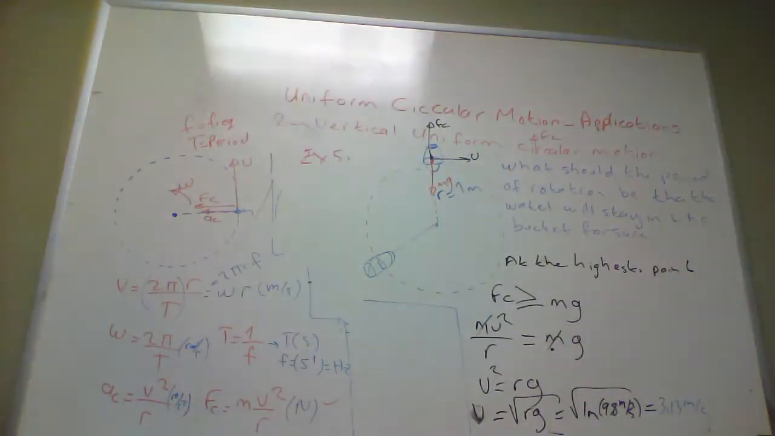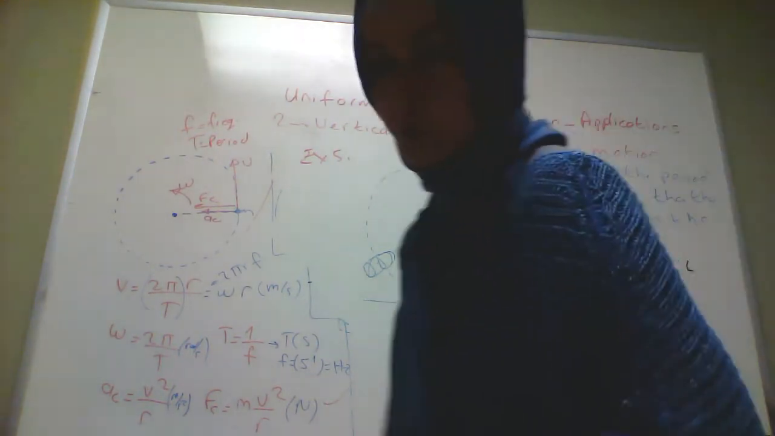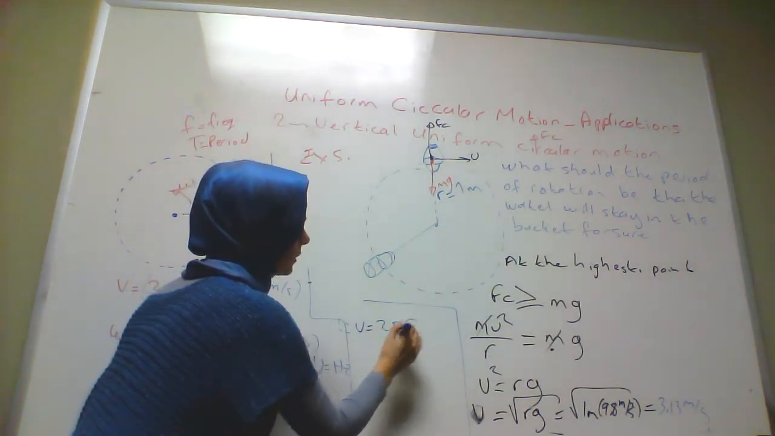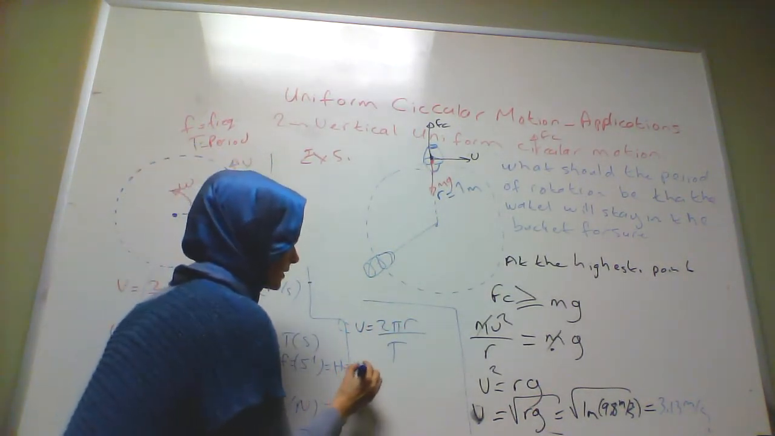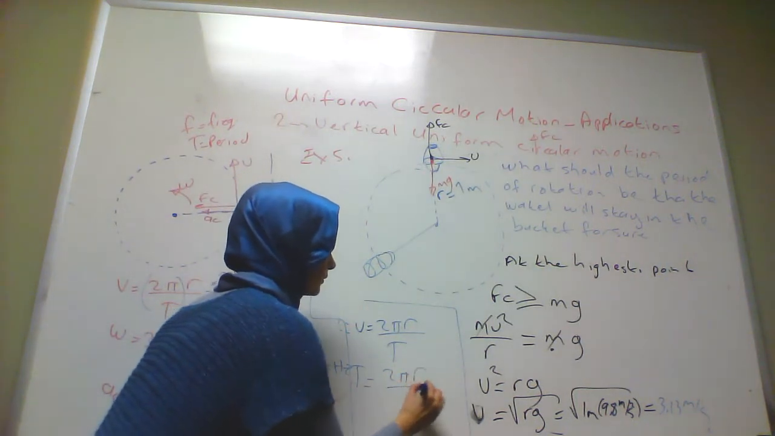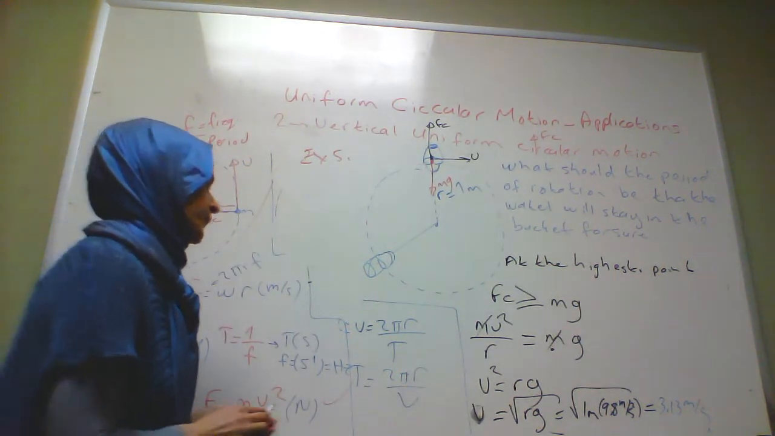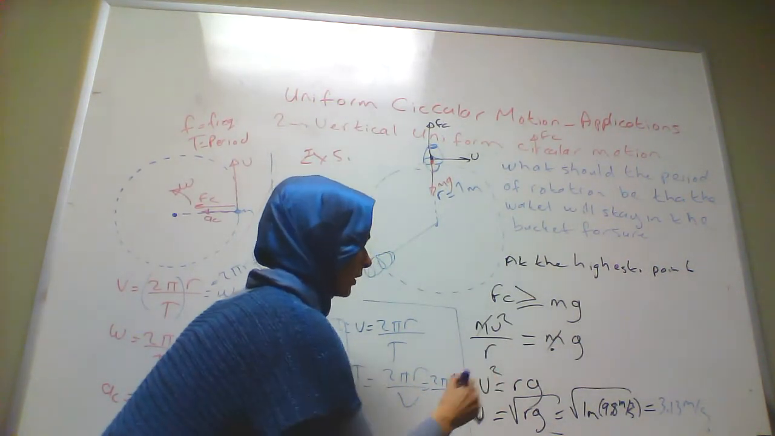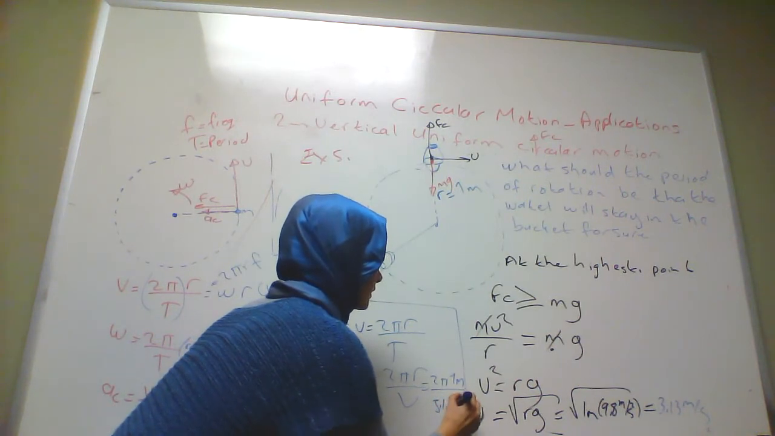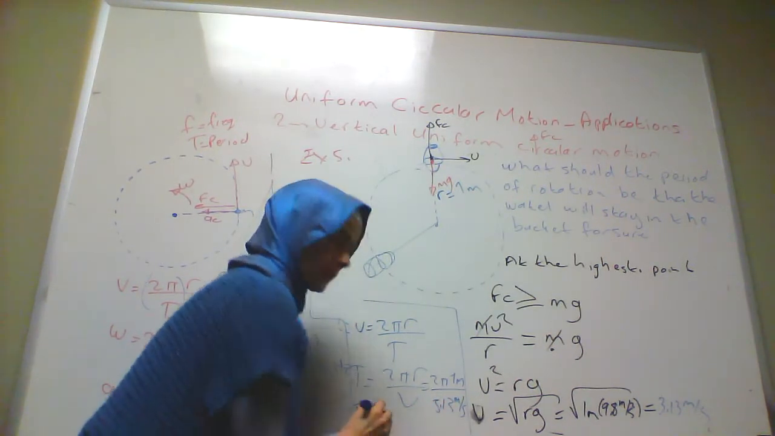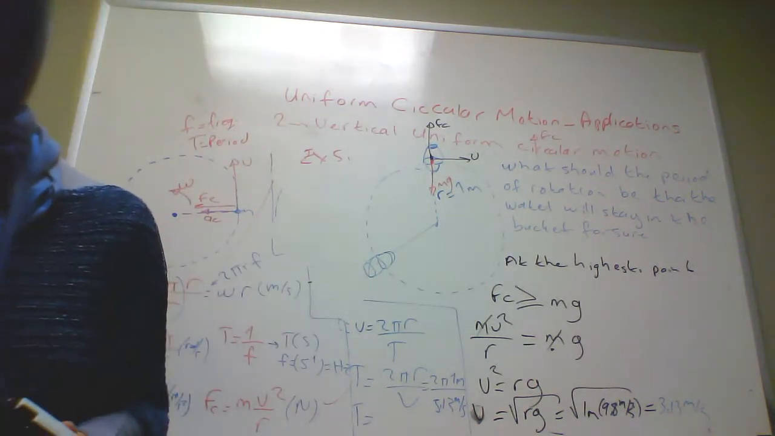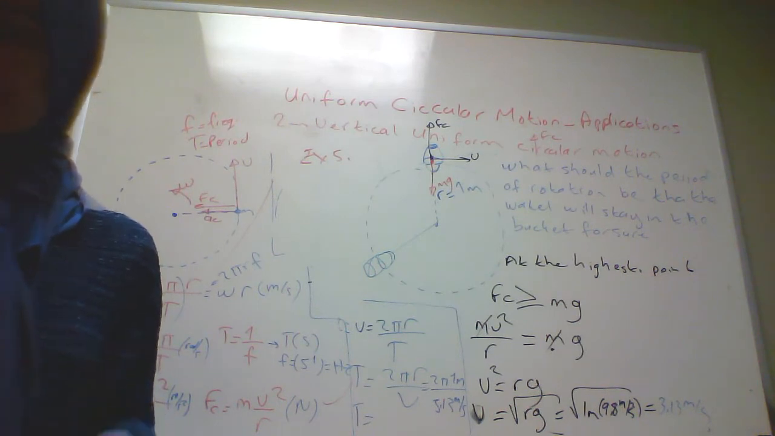v is equal to 2 pi r over T, so I can solve for T. T is equal to 2 pi r over v. That is 2 pi times 1 meter divided by 3.13 meters per second. Let's solve for that. It gives 1.9 seconds.